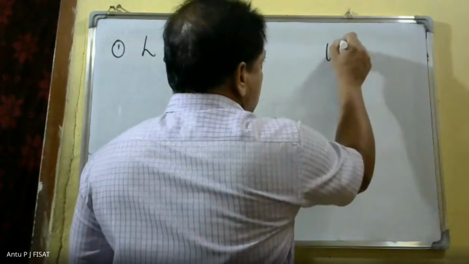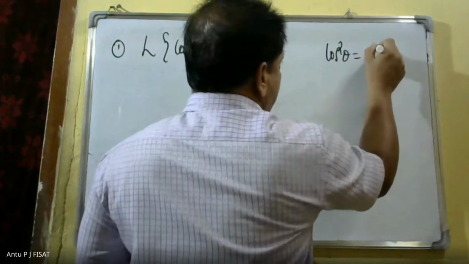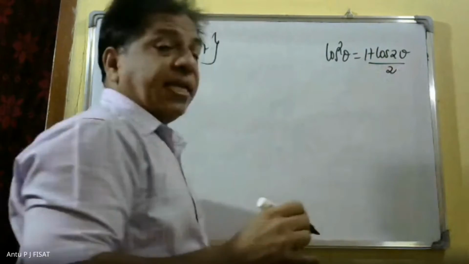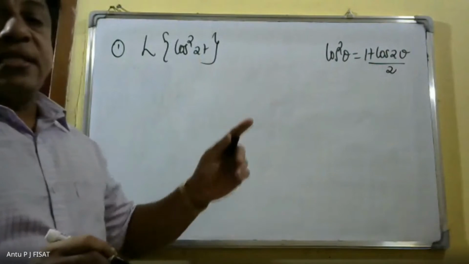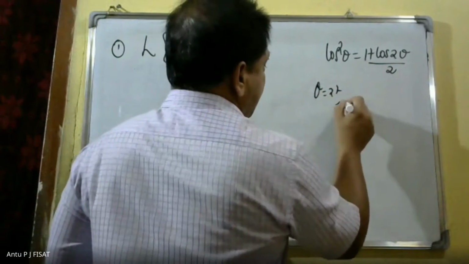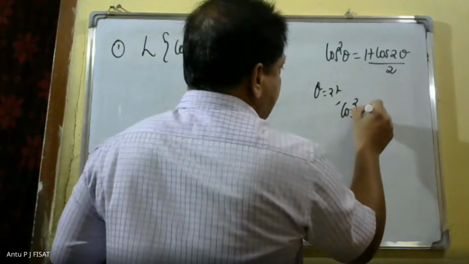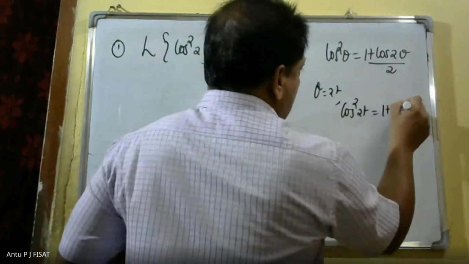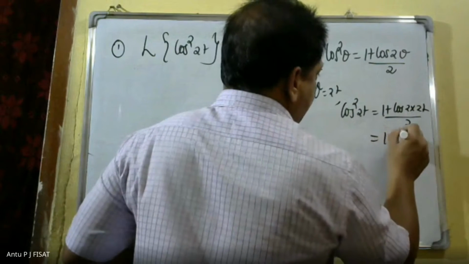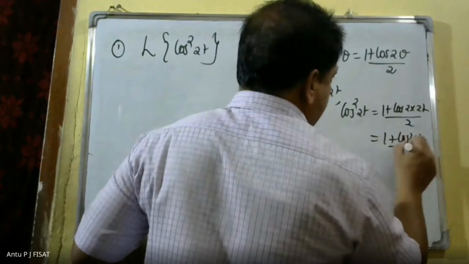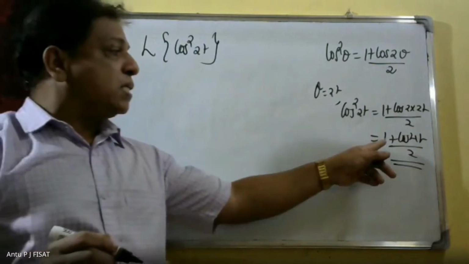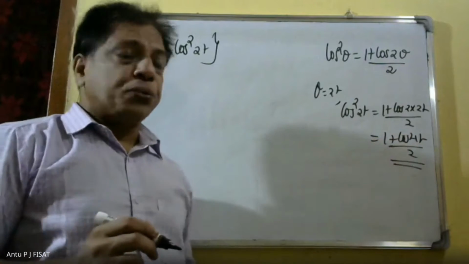We know that cos square theta is equal to (1 plus cos 2 theta) by 2. This is an identity in trigonometry. In this identity, take theta equal to 2t. Then we get cos square 2t is equal to (1 plus cos 2 into 2t) divided by 2, that is (1 plus cos 4t) by 2.